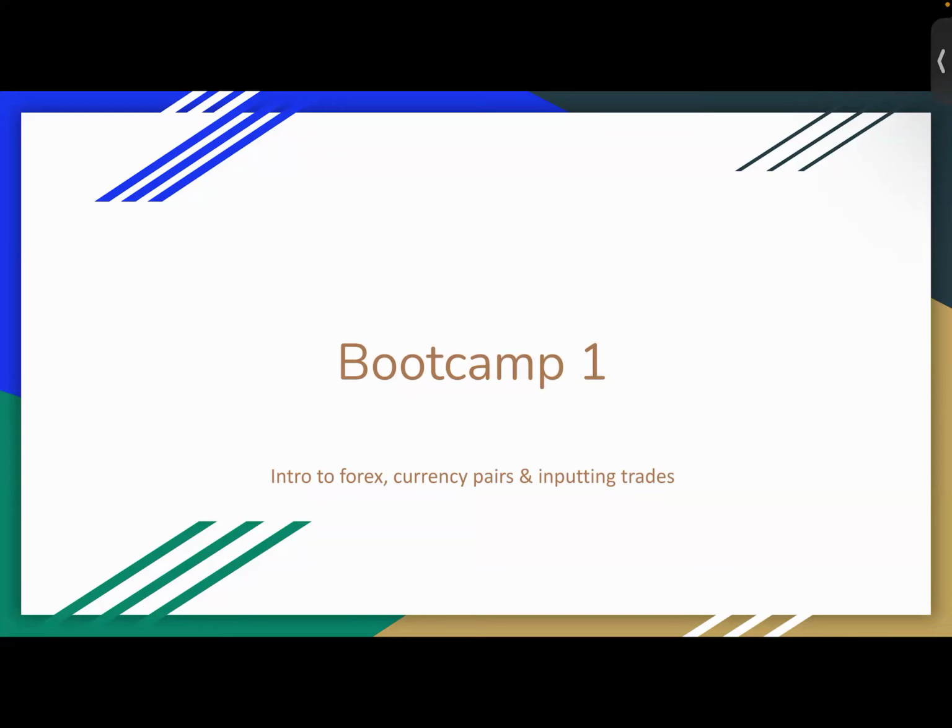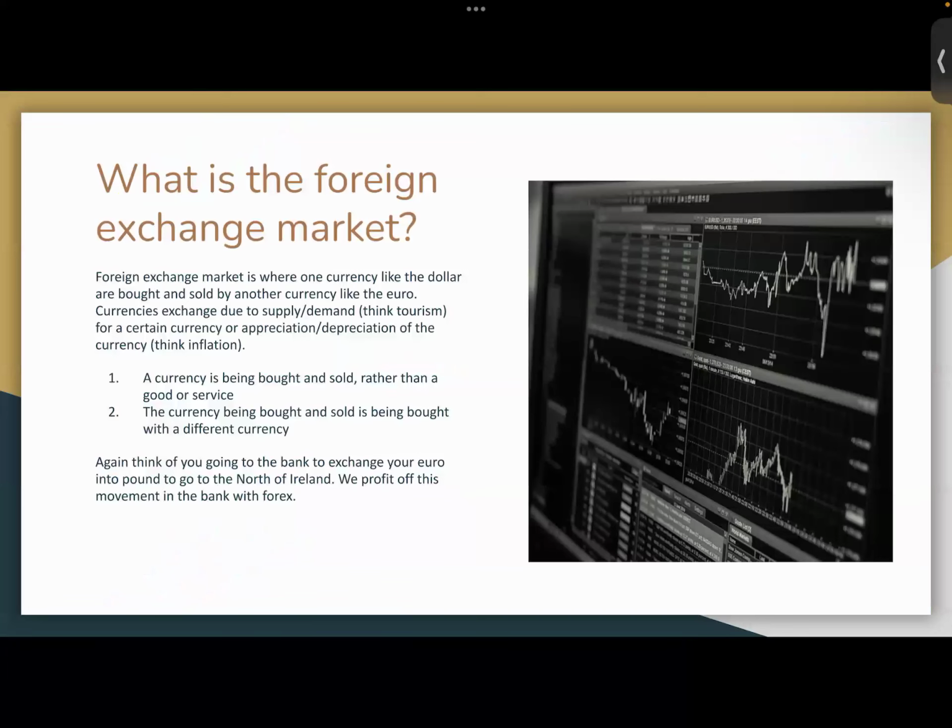So as I said, this is bootcamp number 1, introduction to Forex, currency pairs and inputting trades. We're going to start off with what the foreign exchange market is. I'm not going to read out all of this. I'm just going to explain it in simpler terms for you.